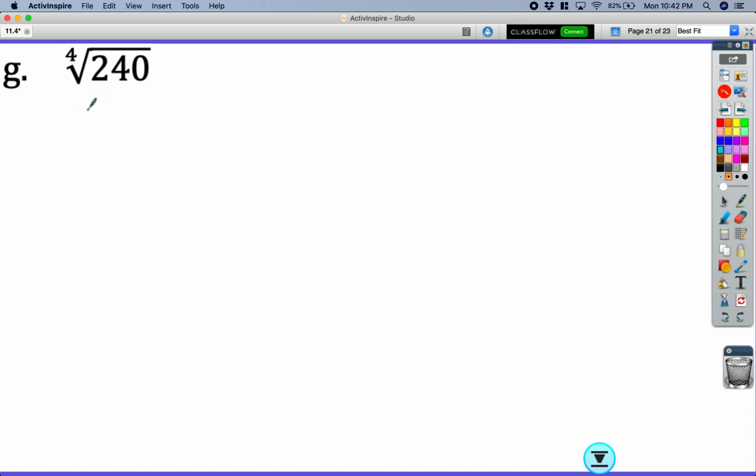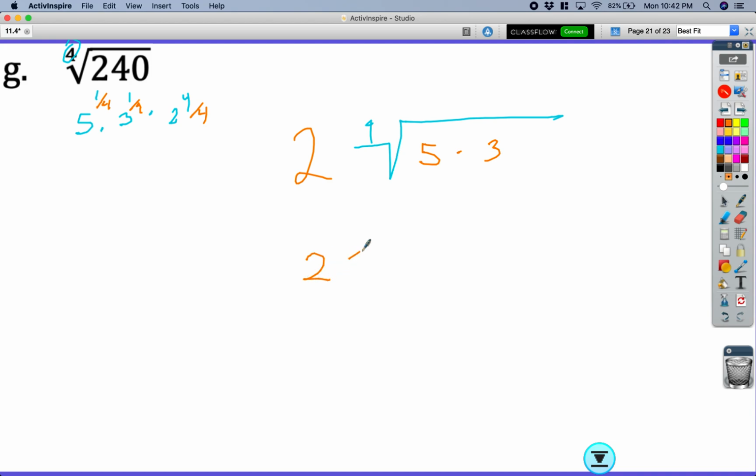So if you were to look at this, this would be 5 times 3 times 2 to the 4th power. So what we are doing, guys, is we are looking for the 4th root. So you're looking for 4 of a kind now. So you got these exponents of 1 on the 5 and the 3, and what we're going to do is just divide these by 4. And so we're going to have a 2 on the outside, but we're going to have the 5 times the 3 on the inside, which would give me 2 4th root 15.